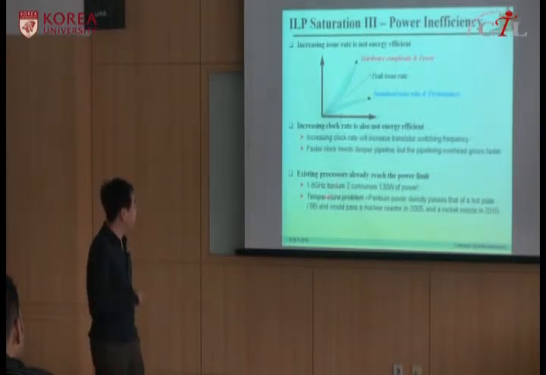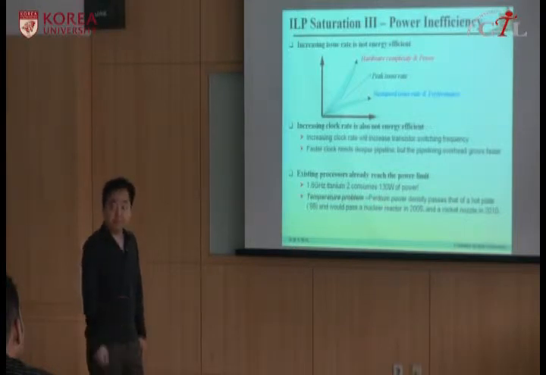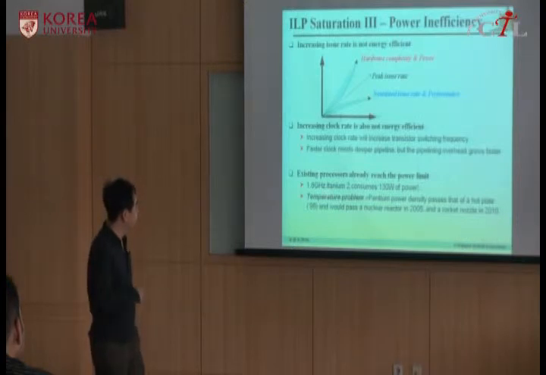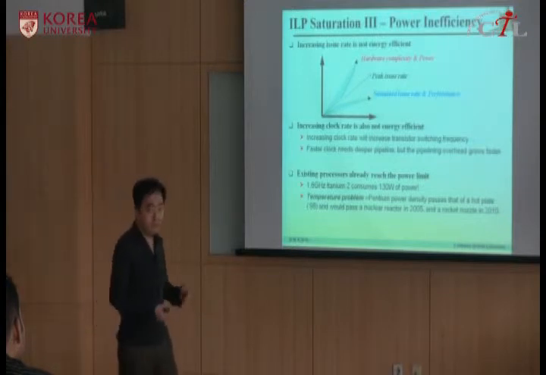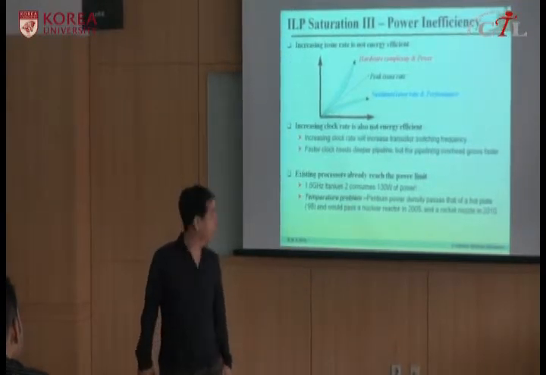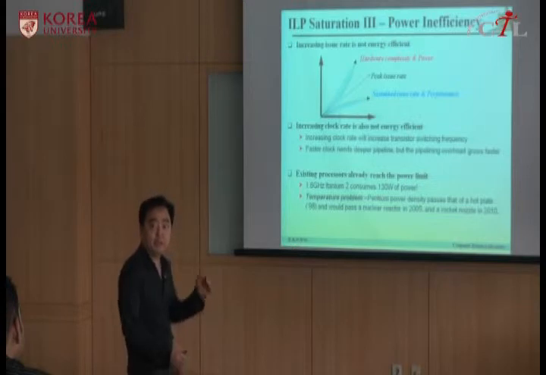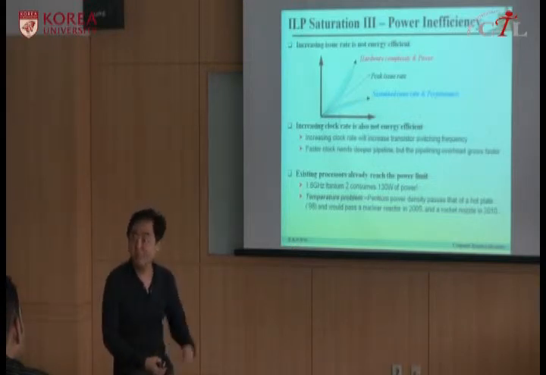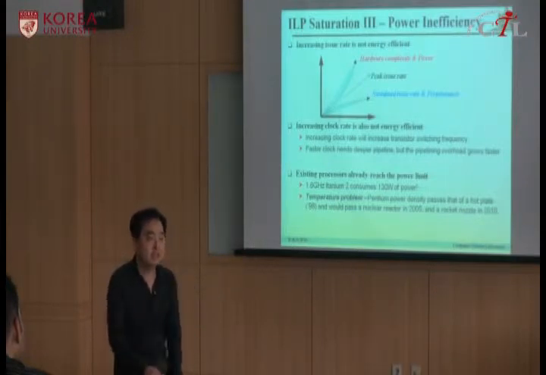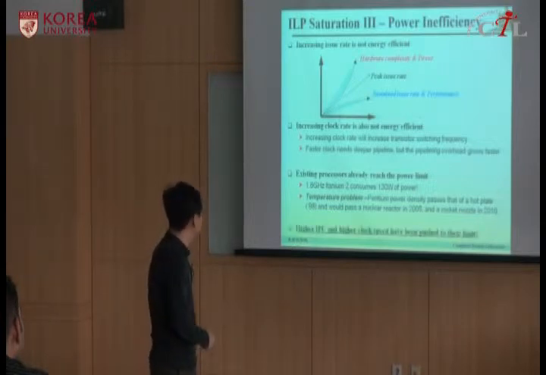The other problem is temperature. Pentium power density passed that of a hot plate in 1998, and it passed a nuclear reactor in 2005. At the same speed, if you keep increasing the clock speed, it will pass the rocket nozzle in 2010. That's why we don't see any processor with more than 3 gigahertz nowadays, right? This trend started from year 2000. We have seen a 3 gigahertz Pentium 4, but we are still seeing 3 gigahertz in i7 because of this power problem.